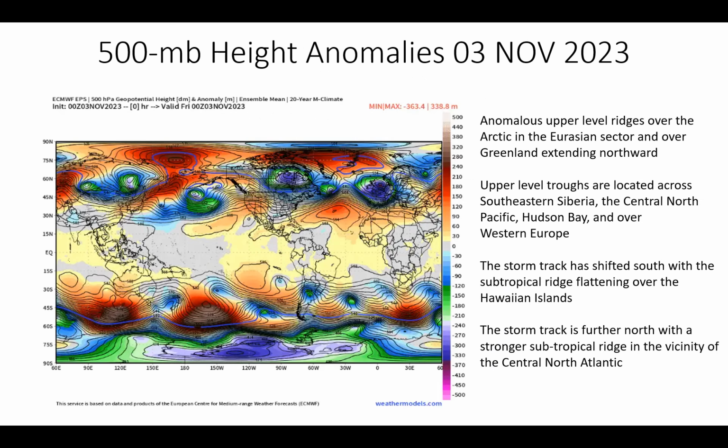We're starting off today's discussion with a look at the 500 millibar height anomalies for 3 November 2023. 500 millibars is generally synonymous with 18,000 feet above the Earth's surface, and this is the level of the atmosphere where we tend to look for shortwaves. Shortwave troughs are indicated by the green coloring as well as the purple coloring. So green and purples, think shortwave troughs, which generally are the weather makers in the middle levels of the atmosphere.